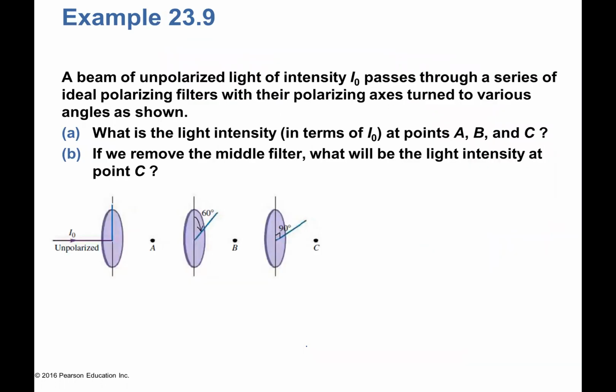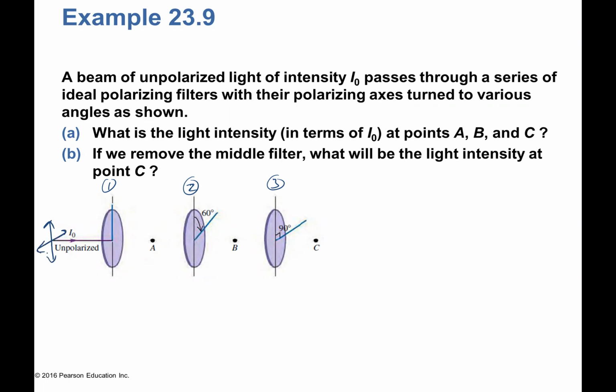All right, so let's do an example here. With this example, we should be able to see what's going on in this type of polarizing example. You have a beam of unpolarized light with intensity I naught that passes through a series of ideal polarizing filters with their polarizing axes turned to various angles as shown. So this is the first one, second one, and then the third one.